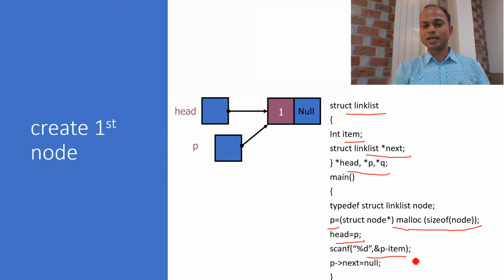After it, we are giving the item part of the first node a value, say this is 1, and we are setting the next part, say this is null. We have only one node, so this is our first node as well as the last node, therefore it should be set to null here.